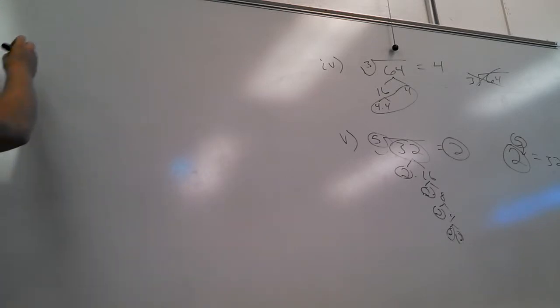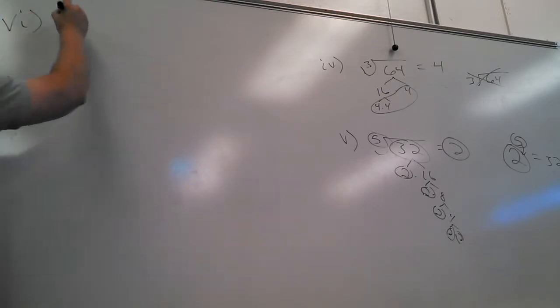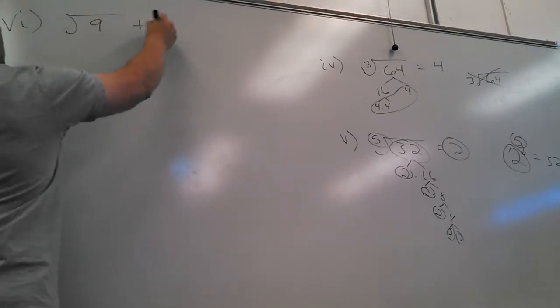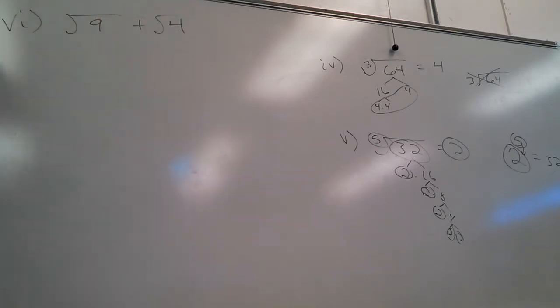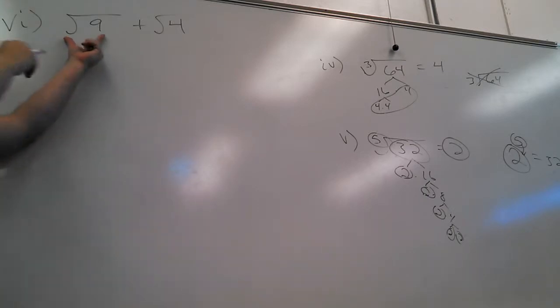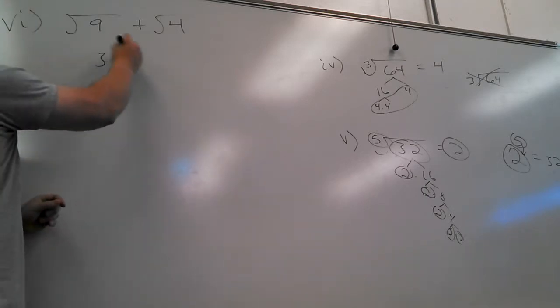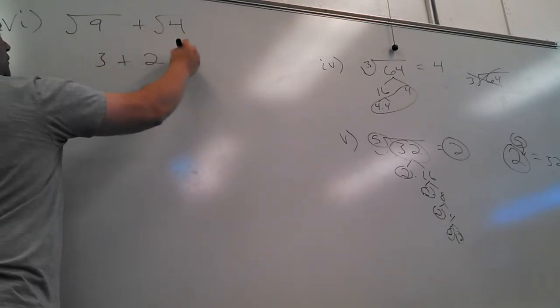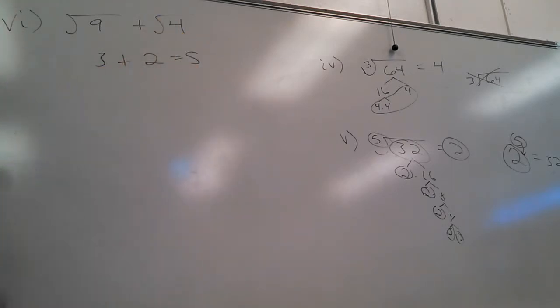So, let me see. If I had a problem like this. Should be 3. Good. It's not the square root of 13. That's 36. The square root of 9 is 3. The square root of 4 is 2. 5. I like it. Good job.